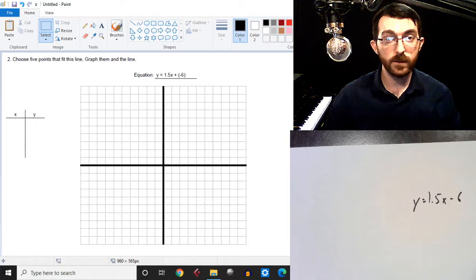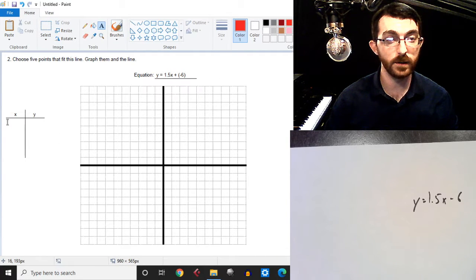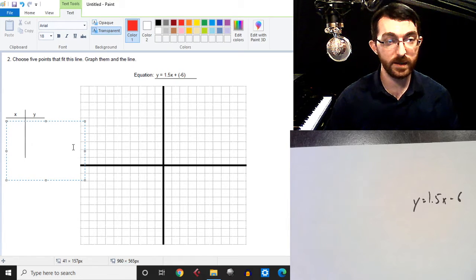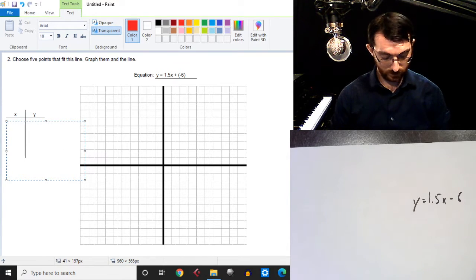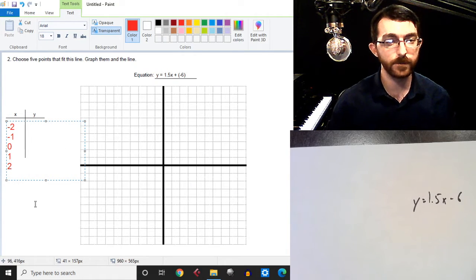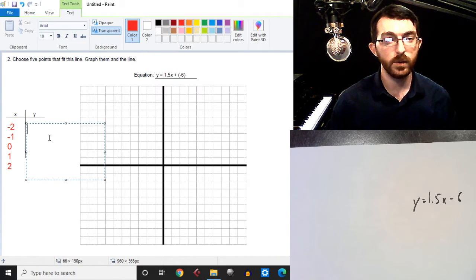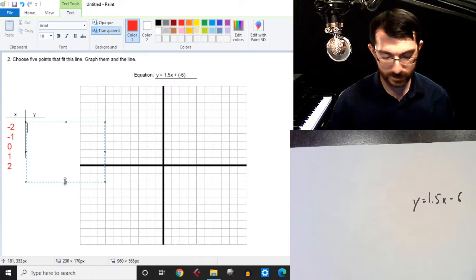All right, choose 5 points. That shouldn't be too hard, right? So I'll just pick 5 values. Why not? Negative 2, negative 1, 0, 1, 2. That's not too difficult, right? All right, now I'll get ready to come up with those values for y. I just need to plug them in.